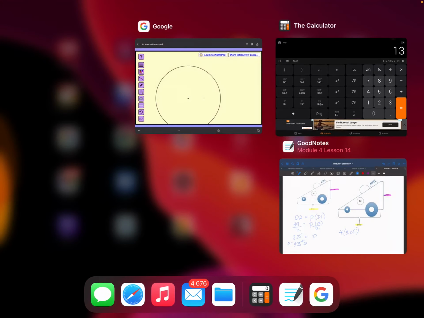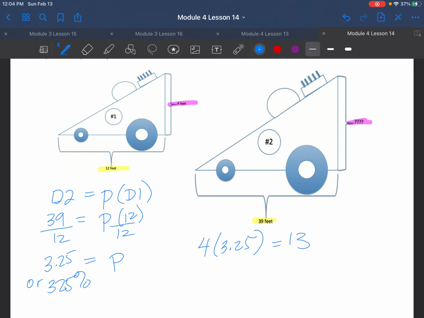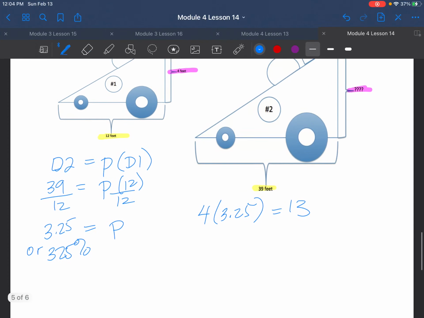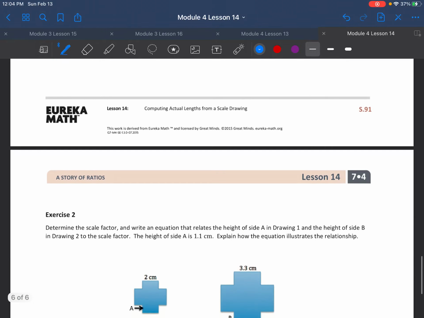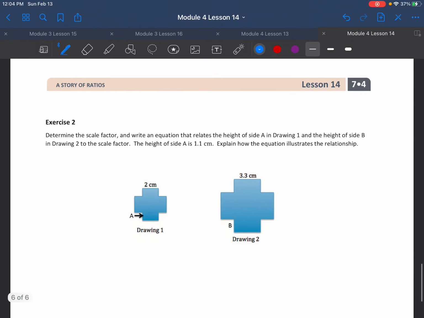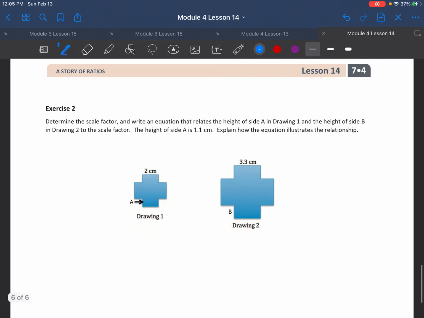That's what that means. So now, because we know the height of drawing number 1 is 4 feet, we can actually just take 4 and multiply it by 3.25. And we get 13. And so what does that mean? That means that the height of number 2 is 13 feet. All right, and there you have it.